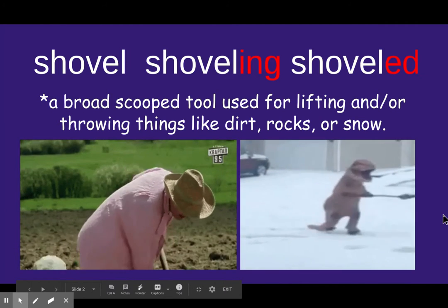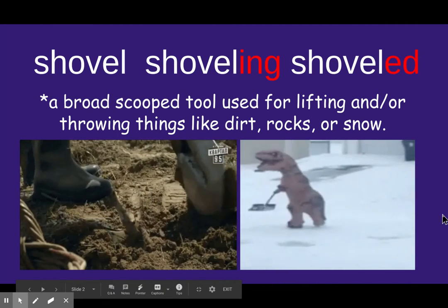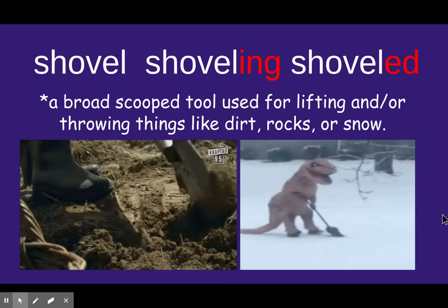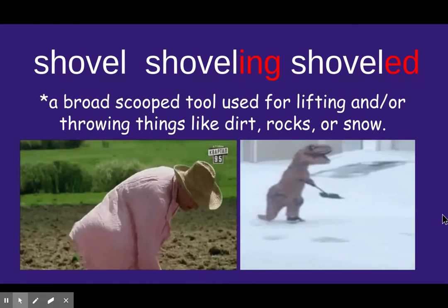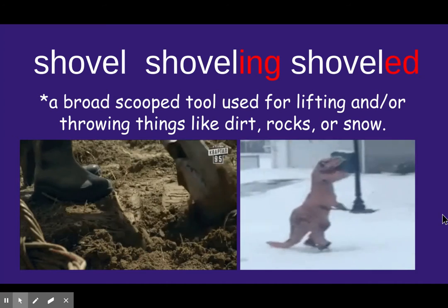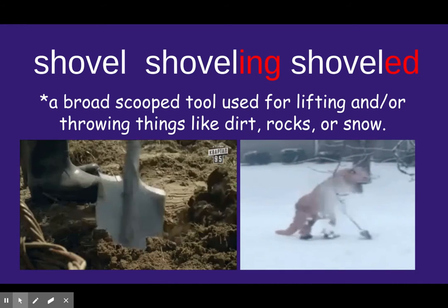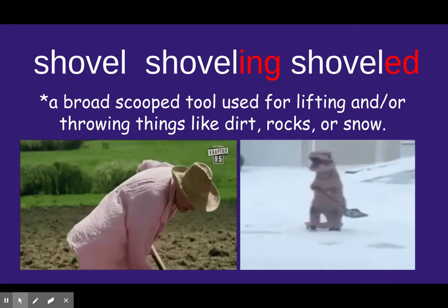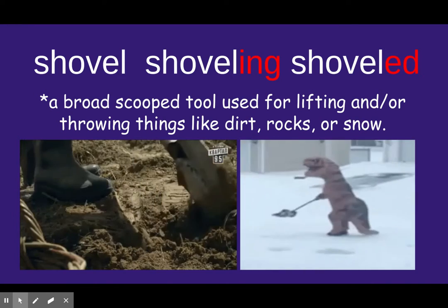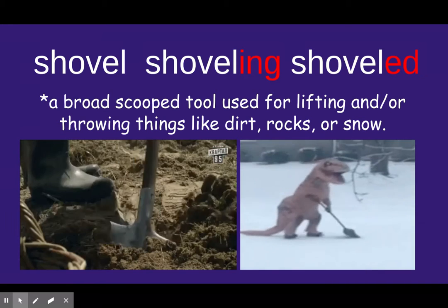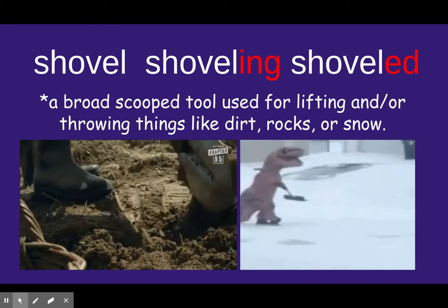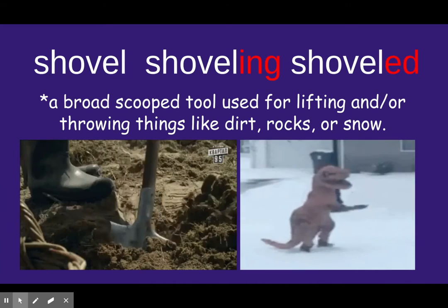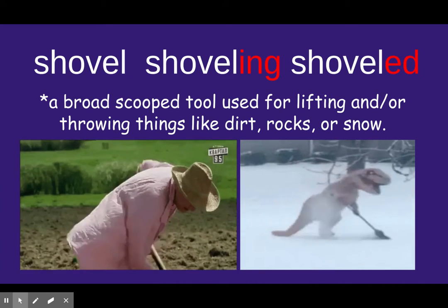And if you notice, the crazy dinosaur is throwing snow above his head and all around, and he's got a shovel and he's supposed to be shoveling the snow, and it looks like he's just skating around and playing and having a good time. But that is what a shovel is, and it's an action. So this word can kind of work as a noun because you can be using a shovel, which is a thing, or you can be doing the action, which is shoveling with the shovel.